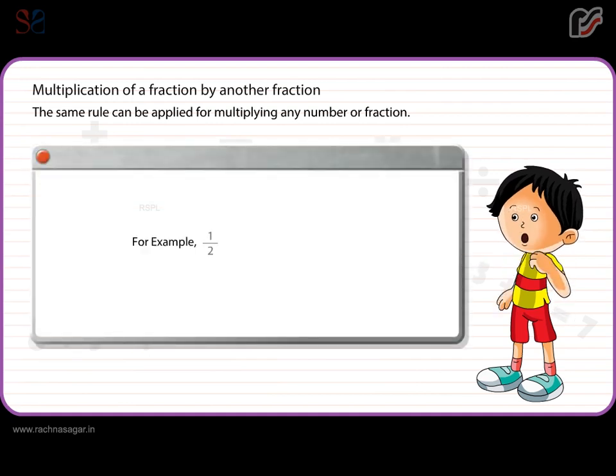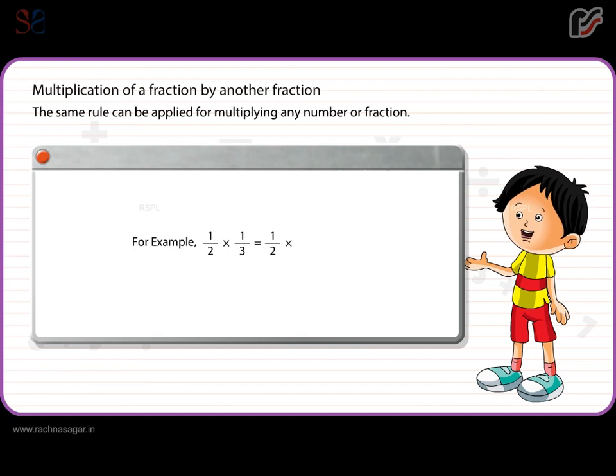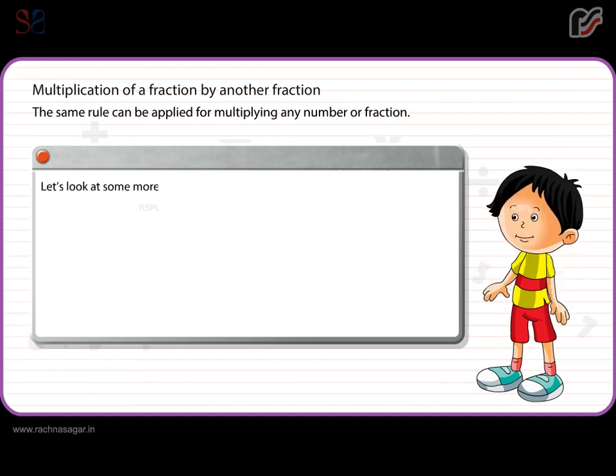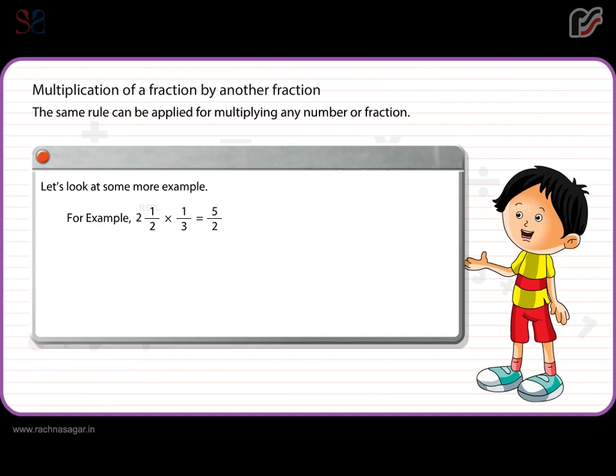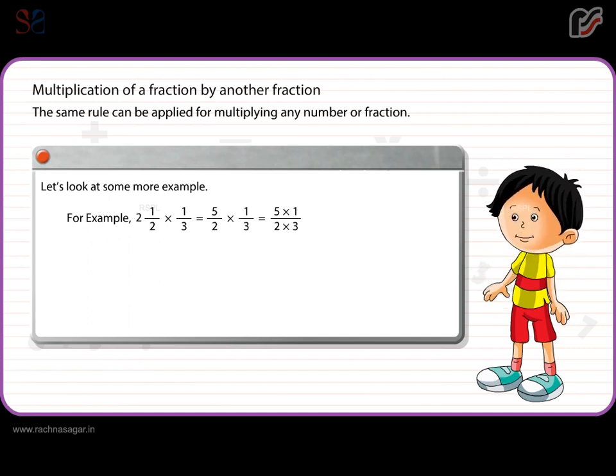For example, 1/2 multiplied by 1/3 is equal to 1/6. Let's look at some more examples. For example, 2 1/2 multiplied by 1/3 is equal to 5/2 multiplied by 1/3, which is equal to (5 multiplied by 1) divided by (2 multiplied by 3), which is equal to 5/6.